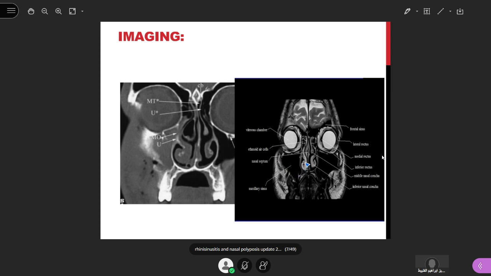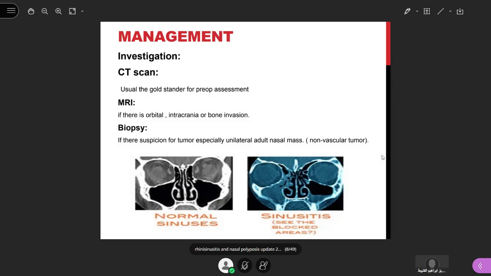You can see the fluid, the presence of the fluid. Usually the bone is poorly differentiated in the MRI, that's why we don't use it for differentiation of bones. What to investigate? Usually we need the CT scan. This is the gold standard for the pre-op assessment and general assessment of the diagnosis. MRI, the same indication: orbit, intracranial, or bone invasion.